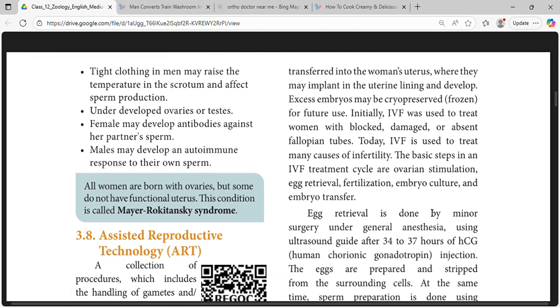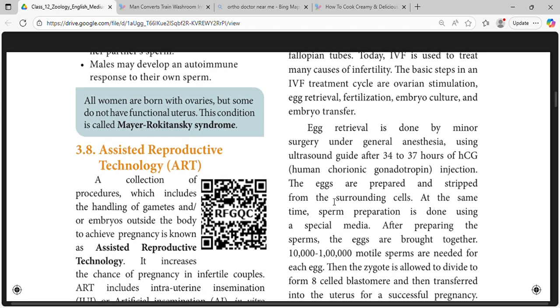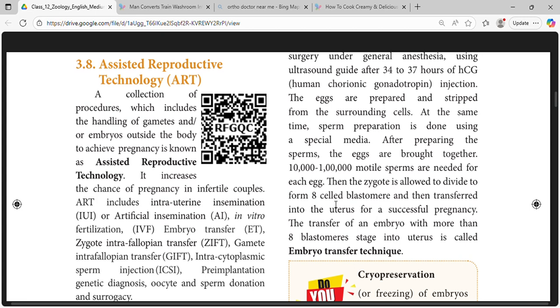The basic treatment steps in the IVF treatment cycle are ovarian stimulation, egg retrieval, fertilization, embryo culture and embryo transfer. Egg retrieval is done by minor surgery after general anesthesia using ultrasound guidance, 34 to 37 hours after human chorionic gonadotropin injection. The eggs are prepared and stripped from the surrounding cells. At the same time, sperm preparation is done using a sperm media. After preparing the sperms, the eggs are brought together with them. 10,000 to 1 lakh motile sperms are needed for each egg.